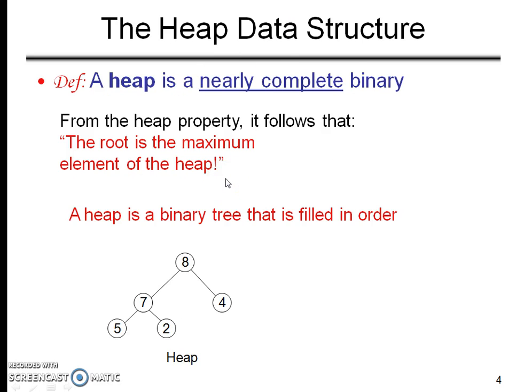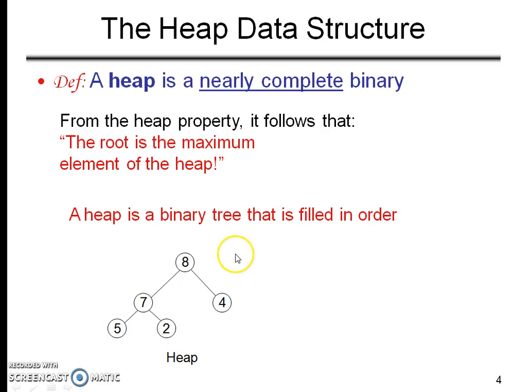In heap sort, before understanding what heap sort is, let us understand what a heap means. A heap is a nearly complete binary tree. Here we have an example. 8 is the root node and 7 and 4 are the child nodes. The heap is constructed such that the root node is always greater than its child nodes. So 8 is greater than 7 and 4, 7 is greater than 5 and 2.